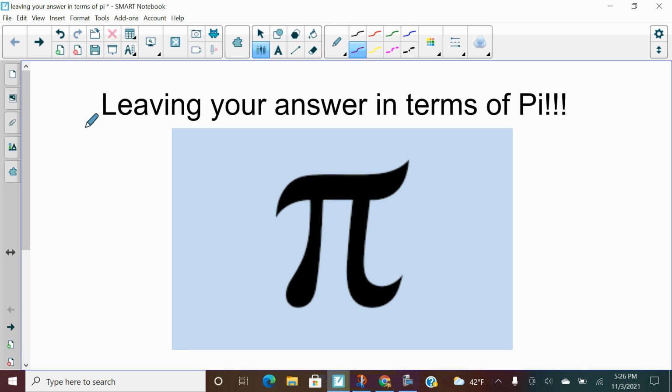Okay, this is a review about how to leave your answer in terms of pi. When we leave our answer in terms of pi, it means that we didn't multiply by 3.14. Sometimes we find area and circumference this way. Sometimes we're given the area and circumference this way, and then we can use just that number in front of pi to help us find the diameter, the radius, and other different parts of the circle.